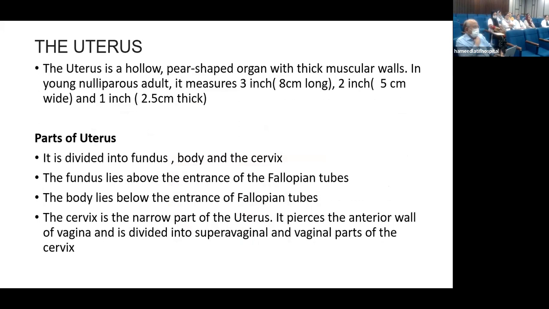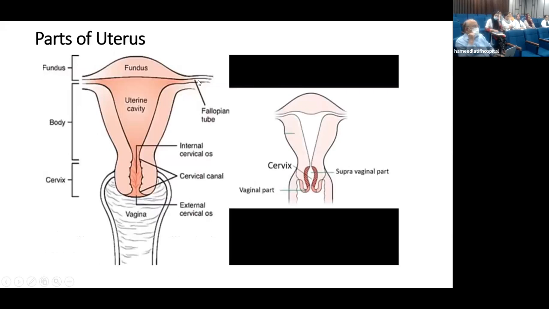The fundus of the uterus is the part that lies above the entrance of the fallopian tubes. The body lies below the entrance of the fallopian tubes, and the cervix is the narrowest part of the uterus. It pierces the anterior wall of the vagina, and it is divided into the supravaginal and vaginal parts of the cervix. As you can see in this diagram, above, this is called the fundus of the uterus.